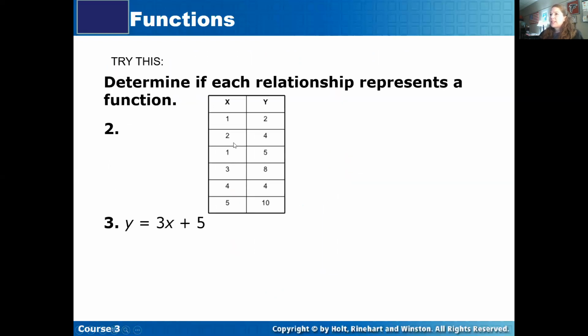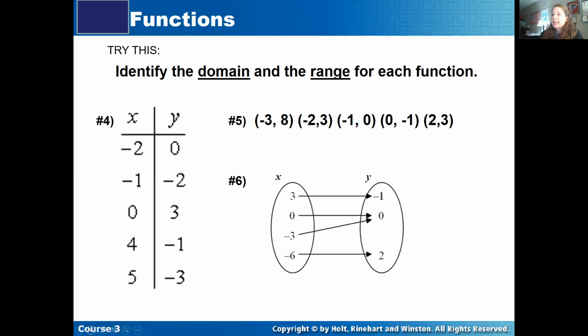All right, let's look at our XY chart. We're looking for our X values to repeat. Oh, here we have 1 goes with 2, but 1 also goes with 5. So that is not a function because our X values repeat. Number 3, does this represent a function? If I plug in a number for X, will my answer change? If I plug in the same X value, will I get a different Y value? I will not. So that equation is definitely a function for number 3. Number 2, no. Number 3, yes.